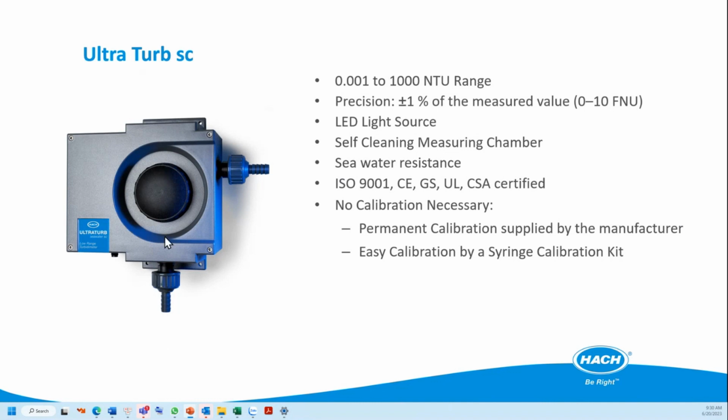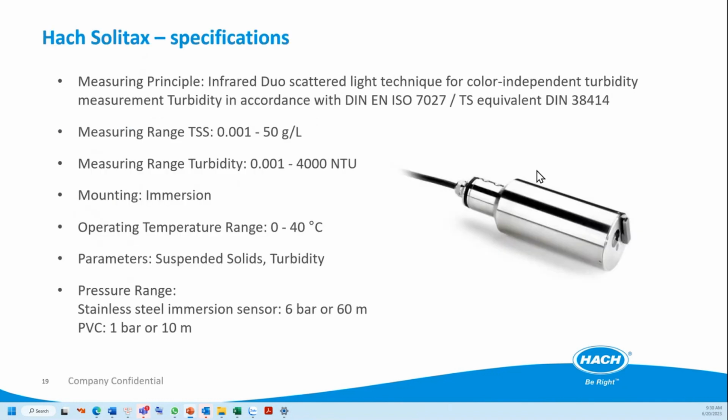For the bypass, the water will come through over here and go out. Inside there will be an optical system to monitor turbidity. Okay, another option is the Solitax. Solitax can measure both TSS and turbidity. For TSS, there are two range options: from 0 to 50 grams per liter, or from 0 to 500 grams per liter. Or we can also measure turbidity. We cannot measure both at the same time. We need to switch between TSS and turbidity. So if you want to measure both, you will need two sensors. But you can switch from one to the other.